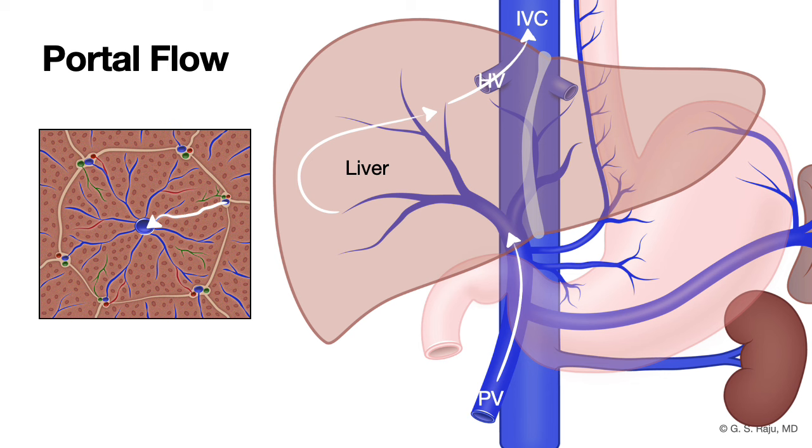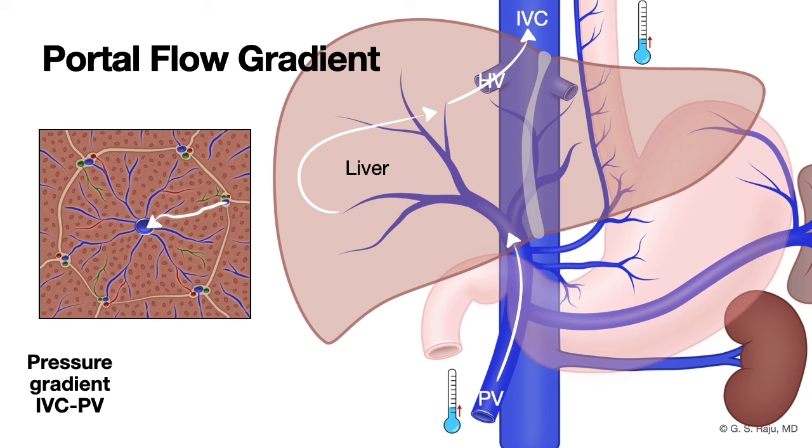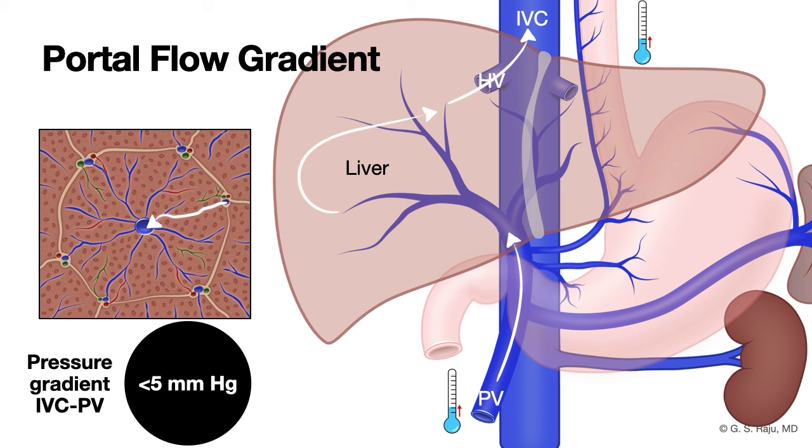And for normal flow, we need a pressure gradient from the portal vein to the IVC. Unless there is a gradient, flow doesn't happen. And that gradient is the difference between the portal vein pressure and the inferior vena cava pressure or hepatic vein pressure, known as IVC portal vein gradient or hepatic vein portal vein gradient. That gradient is quite small, less than 5 millimeters of mercury.